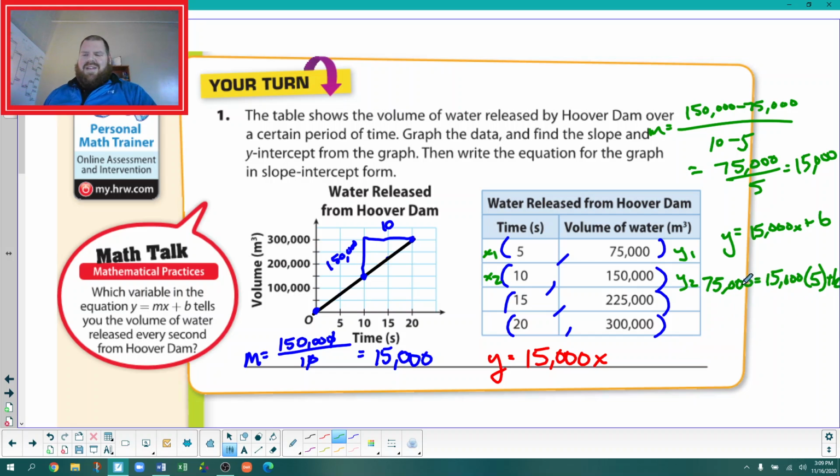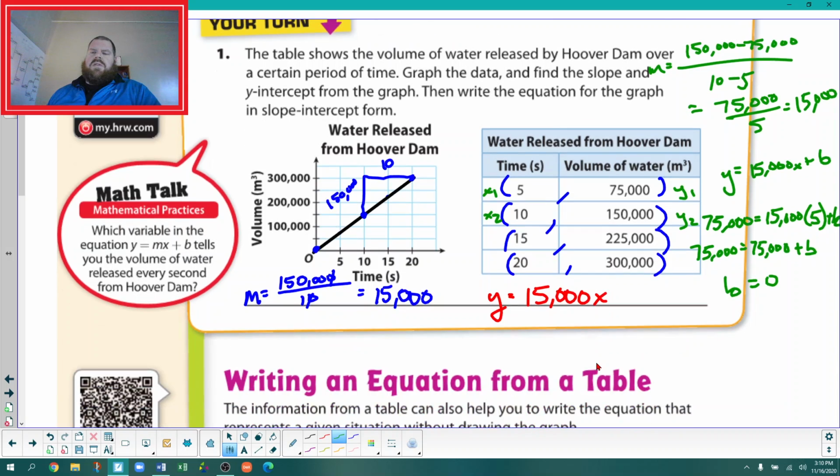It turns out that 15,000 times 5 is 75,000. So I have 75,000 equals 75,000 plus some number. Well, using just general knowledge, 75,000 plus what equals 75,000, that's going to tell me b is equal to 0. I would get the same thing if I subtracted 75,000 from both sides. I would get that b equals 0, giving me this equation.